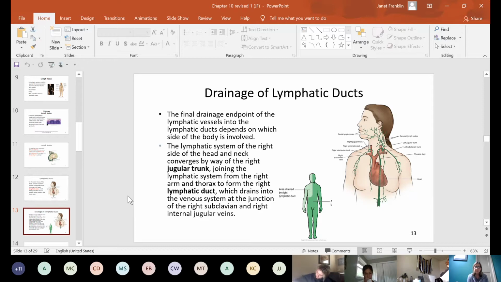Here's a picture down here that shows you the area on the right side of the body. So this person's looking at you. The right side of the body all drains into the lymphatic duct on the right. That lymphatic duct then drains into the venous system at the junction of the right subclavian and right internal jugular veins. So here's the right jugular trunk.